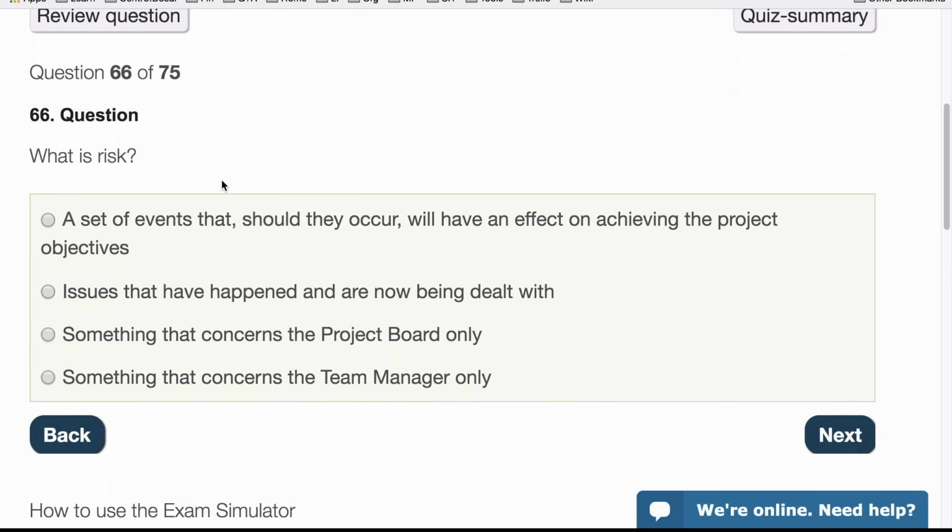What is a risk? A set of events that, should they occur, will have an effect on achieving the project objectives. That sounds very good. Issues that have happened and are now being dealt with? No, that would be an issue. Something that concerns the project board only? That's also incorrect. Something that concerns the team only? That's also incorrect. So it's the first one.